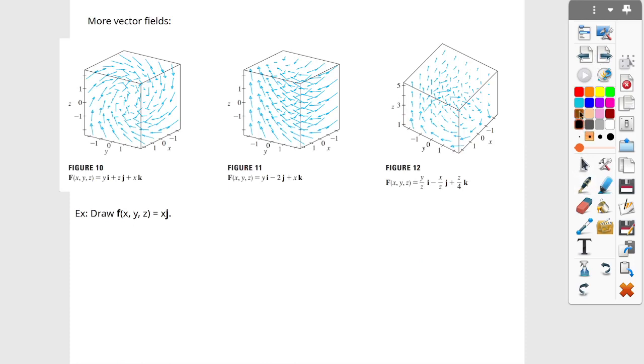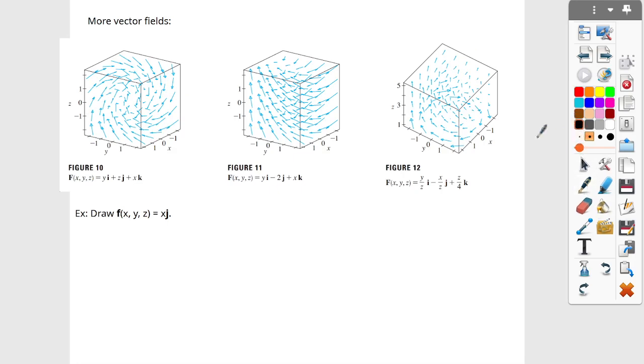So, more vector fields. These are some vector fields in 3D. Obviously, it's a lot harder to draw in 3D. And this is illustrating some kind of swirly behavior. This vector field right here is just all going closer and closer to the z-axis. And then this vector field right here is strange. I think it's a less extreme version of this. I don't know though. It's a strange vector field.